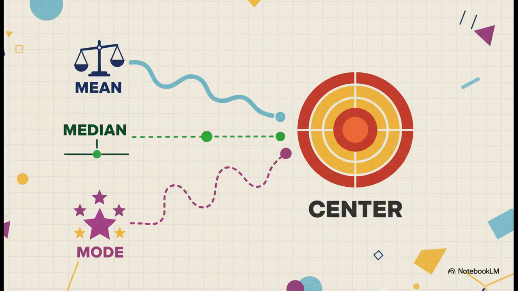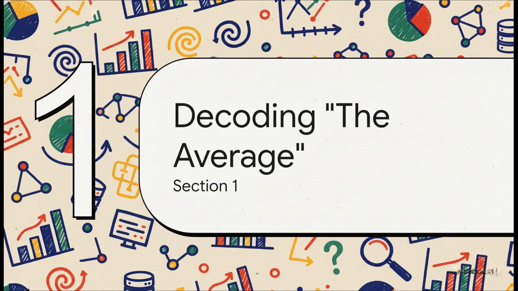Yep, that's right. In the world of stats, there isn't just one single way to find the center or the typical value in a bunch of numbers. We've got three main tools, three different measures of central tendency, and believe me, each one tells you a slightly different story about the data. Okay, let's get right into it and start decoding what the average is all about.